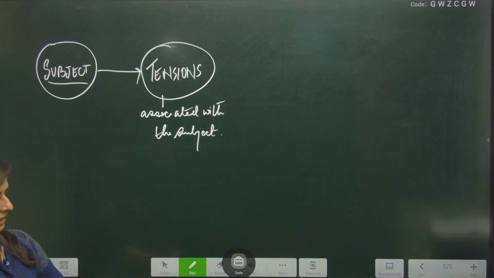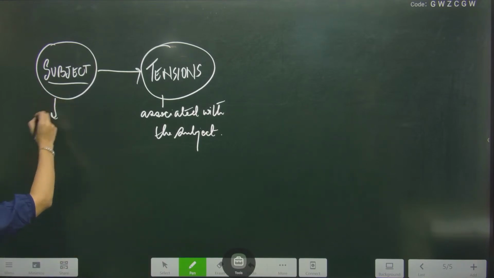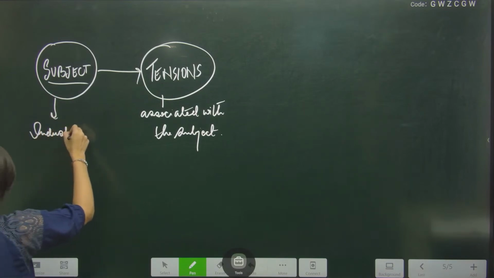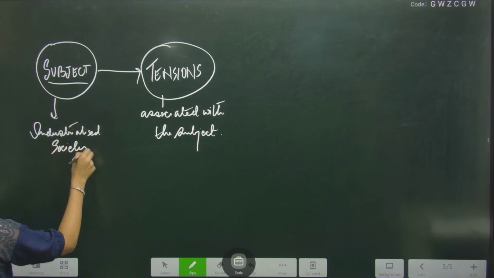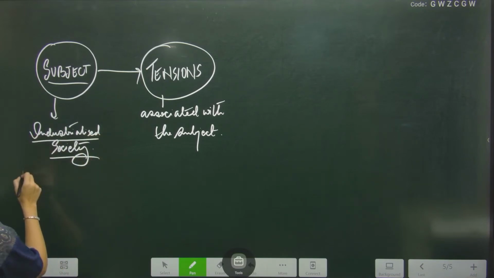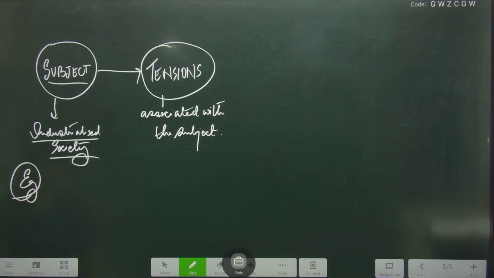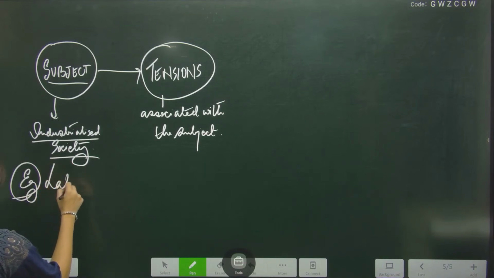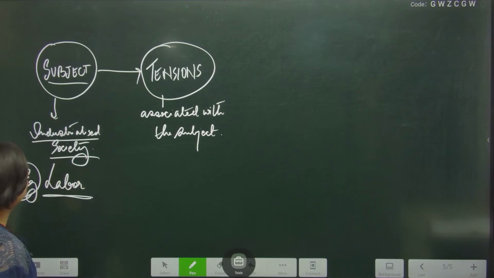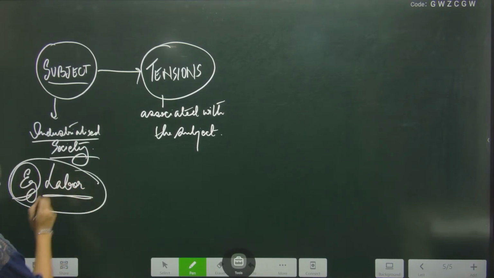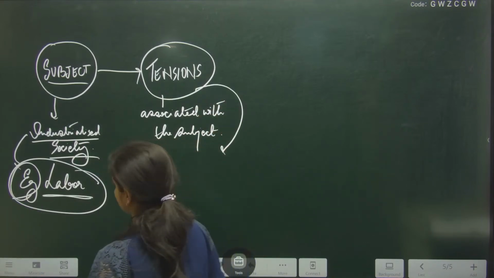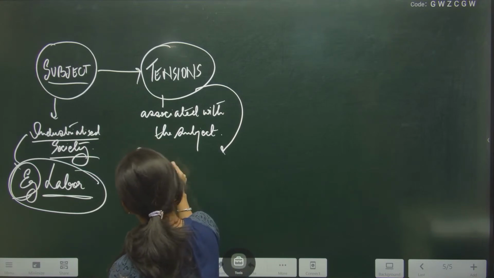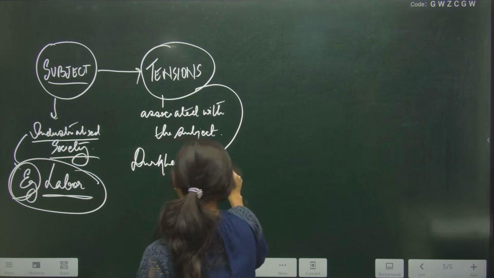For example, if we are studying an industrialized society, now an industrialized society comprises of many things, but if I focus on labor, so for my analysis, I take labor as subject, labor of industrialized society. Now, what could be the tensions associated to labor? Firstly, Durkheim talked about division of labor.